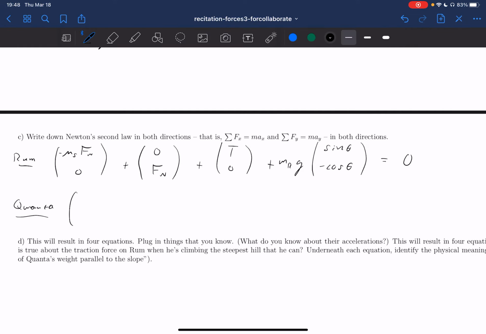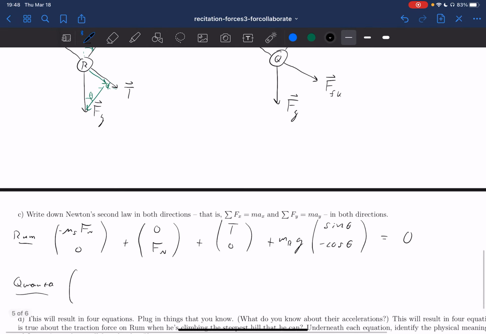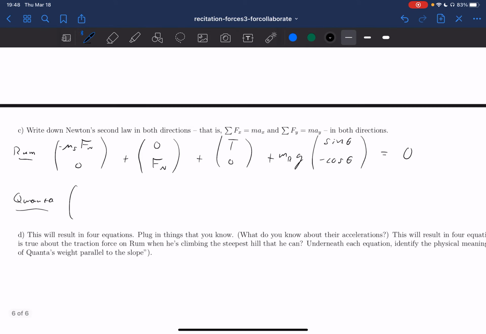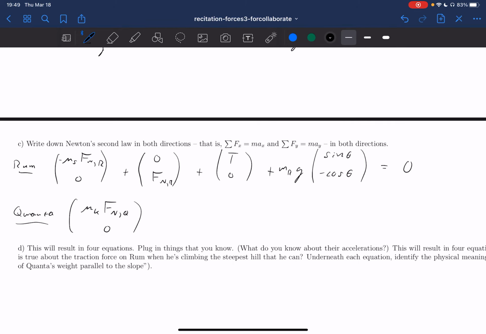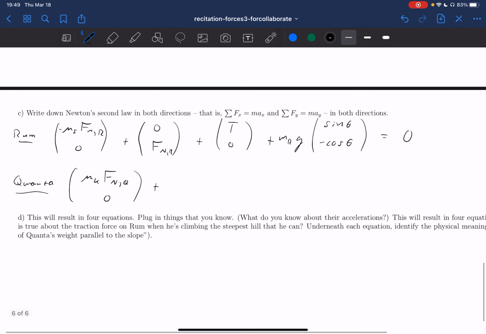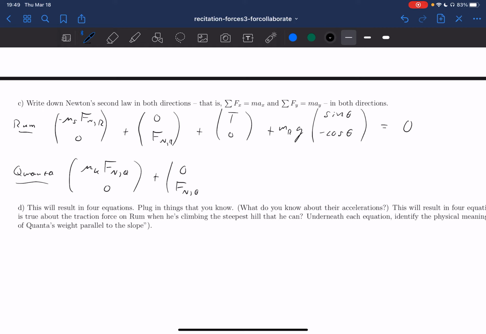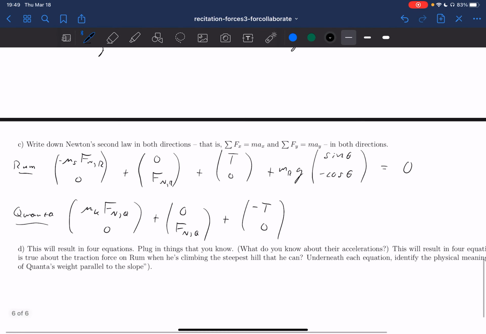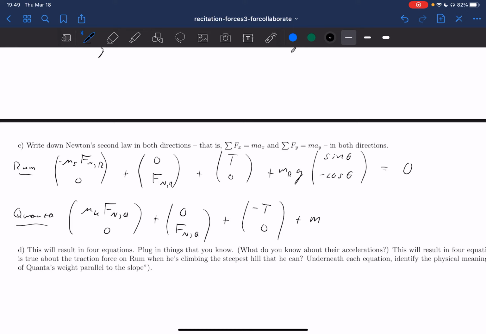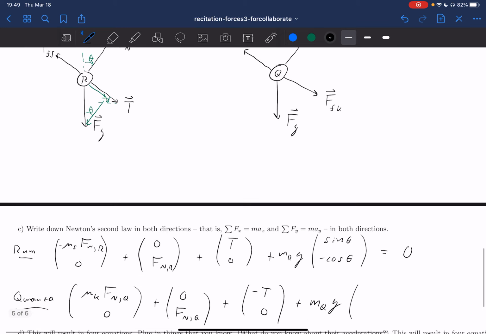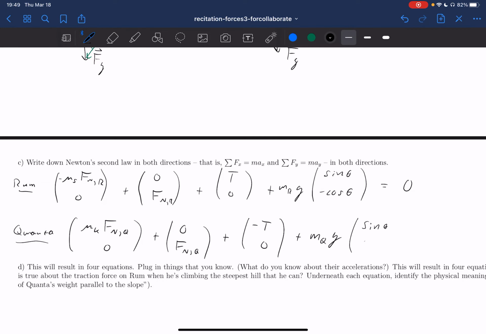And then we have the force of friction, which is going to point in the positive direction. And, oh, this is Fn, we'll put a little comma, and this is Room's normal force. The same thing there. So this is going to be mu k Fn Quanta, because it's going to point in the positive x direction. And then we have the normal force. So we'll write this as 0, Fn Quanta. The tension force is going to be a minus sign, so we point backwards. The tension on one is equal to the tension on the other, plus m Quanta g. And again, same situation with the force of gravity as before. We just write that in. Sine theta, minus cos theta, equals 0.